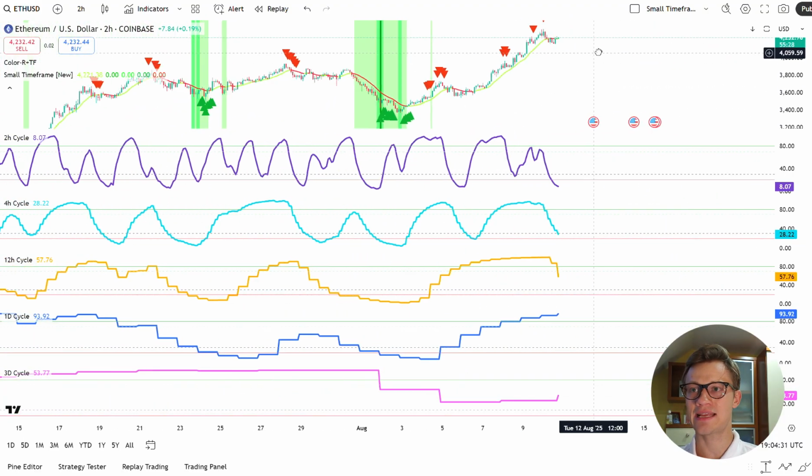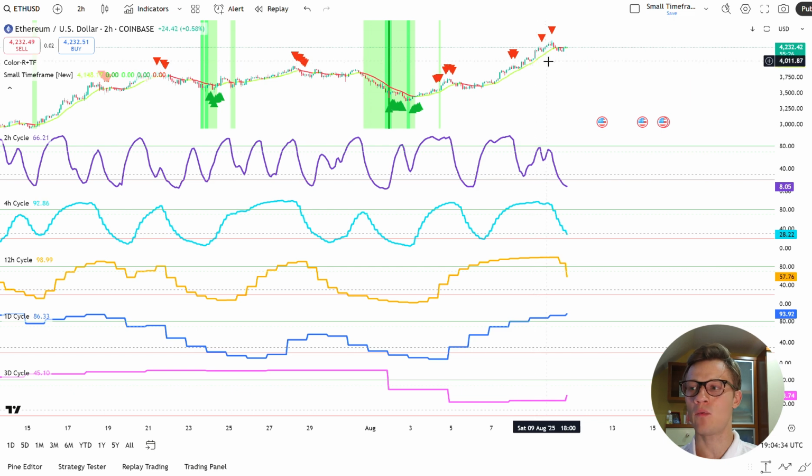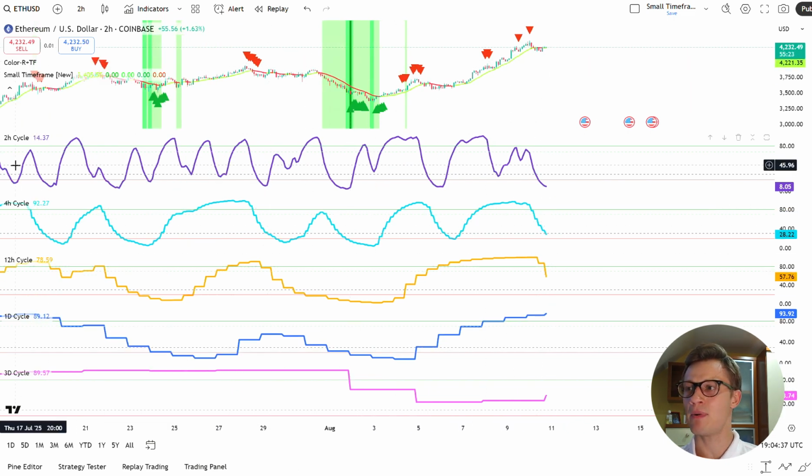Now, in order to actually understand what is going on, let's analyze everything one by one. At the bottom of the screen, you can see a bunch of different indicators.